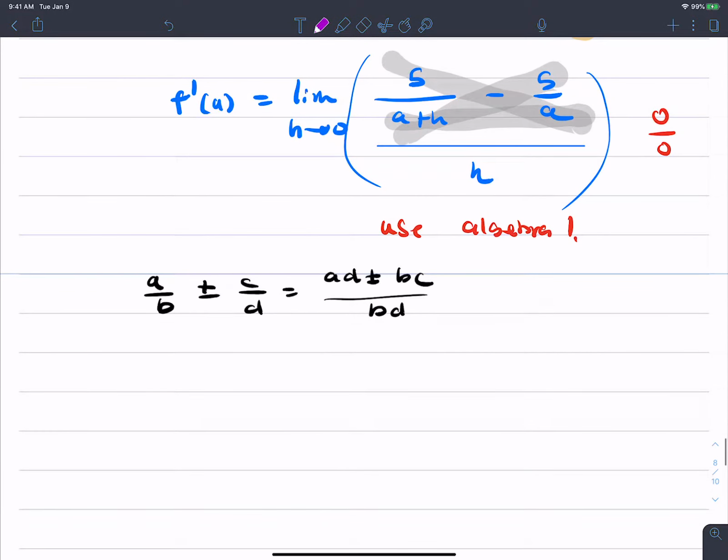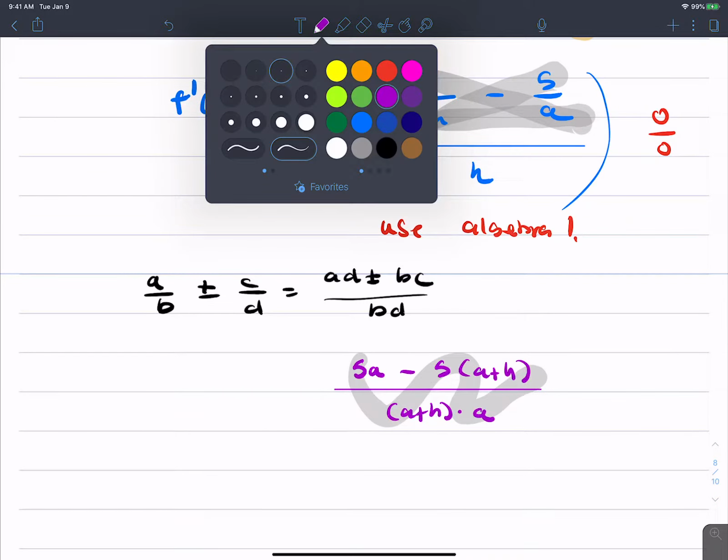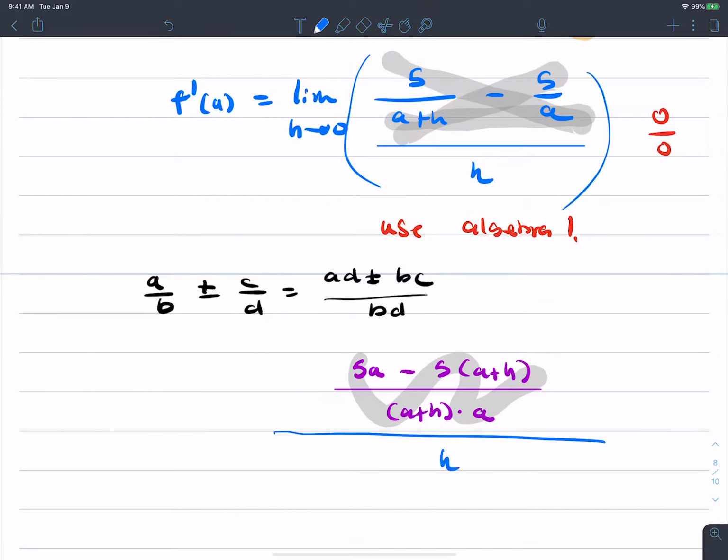So cross multiply, that means 5a minus 5 times a plus h, everything over a plus h times a. And that's the gray portion with the cross multiplication, our algorithm recipe for subtracting and adding unlike fractions. And don't forget, this has to be over h, because we have to include this division by h. Don't forget that. People often do, and then they make mistakes. So don't forget that part.